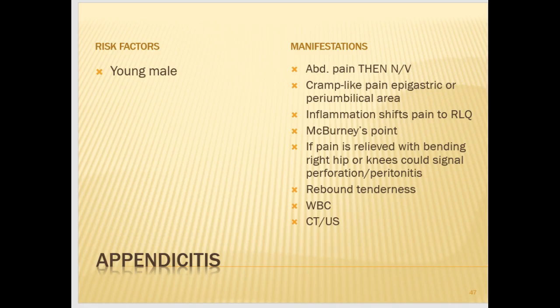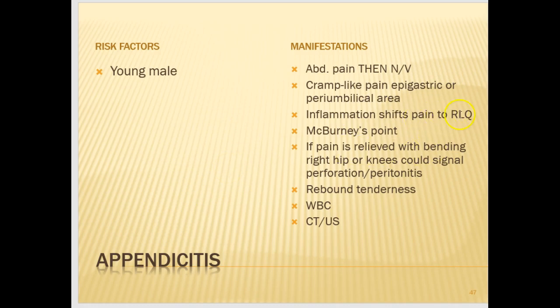So let's talk about some risk factors. I know it started with young male, so risk factors, but remember, both sexes do get appendicitis. Here are some of the manifestations. They're going to have some abdominal pain, then the nausea and vomiting comes on, but they start having a lot of abdominal pain, cramp-like pain. So sometimes they even have that epigastric or the periumbilical area pain. So when you're doing your assessments, look in the periumbilical area and see if they're having pain over there.